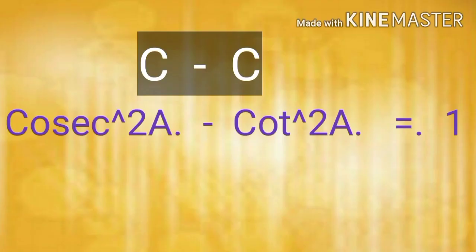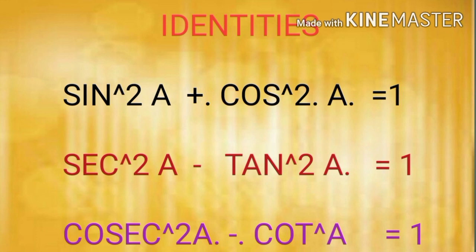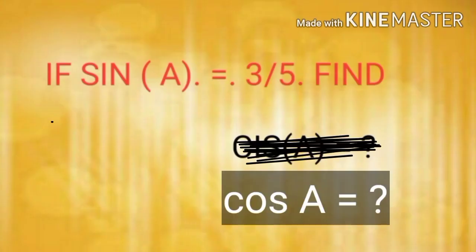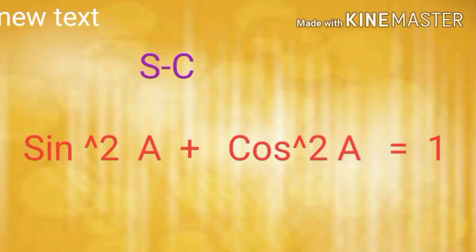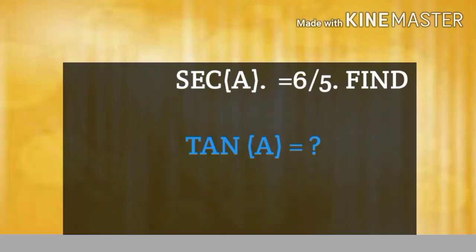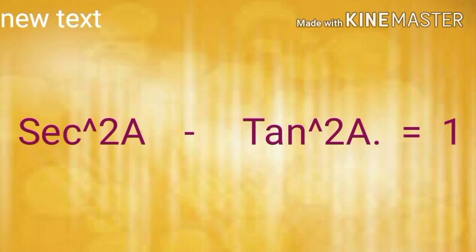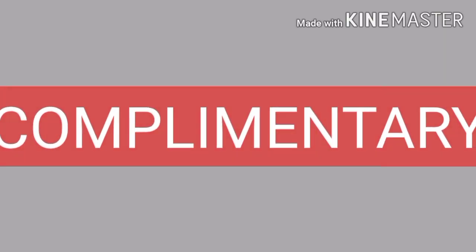The last one is CC. Here we have two C's. Here the long-pronounced cosecant comes first, cos second. Therefore, cosecant square A minus cot square A is equal to 1. These identities are very useful in simplifications. For example, if you want to express one ratio in other ratios or to find a required ratio. If you want to find cos when sin is given, you have to use the formula sin square A plus cos square A is equal to 1. If you want to find tan when secant is given, you have to use secant square A minus tan square A is equal to 1.